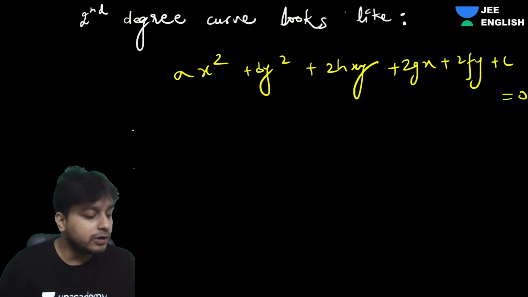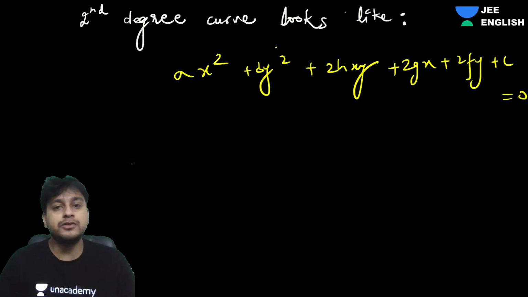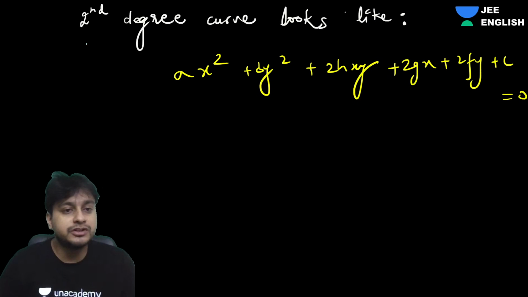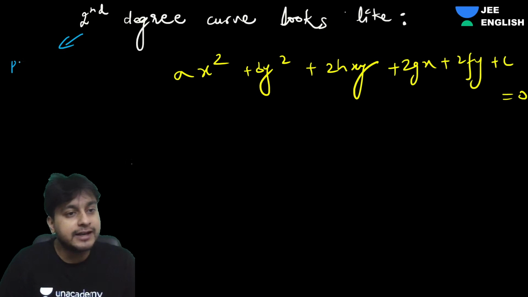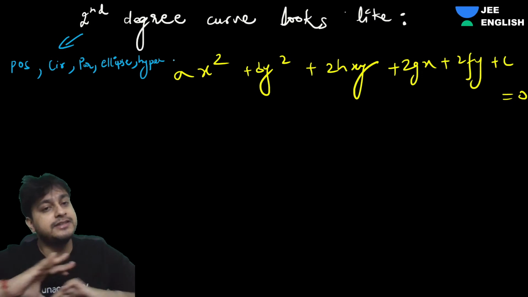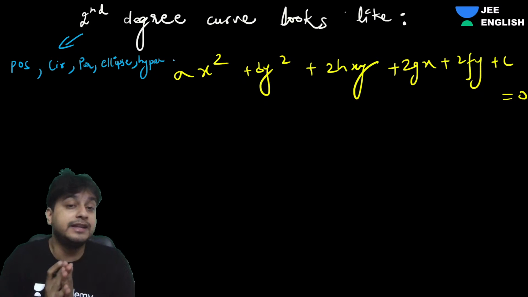And I had also told you the second degree curve can be anything, right? Depending upon the situation, it can be either pair of straight line, right? It can be either circle, it can be either parabola, it can be either ellipse, right? And it can be either hyperbola. Okay, guys, very soon we'll be discussing everything in detail with the help of determinants as well.